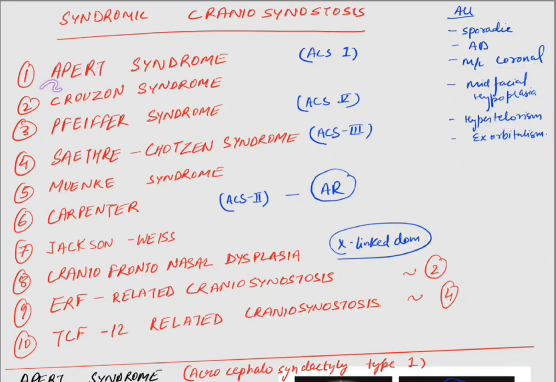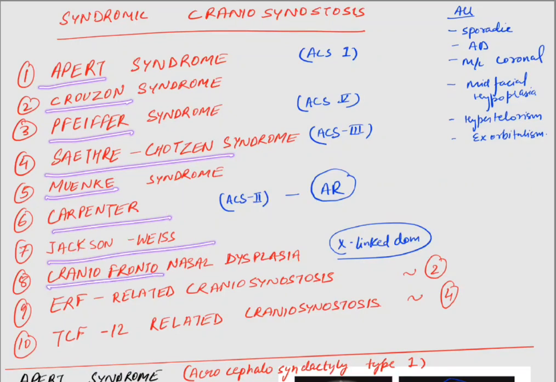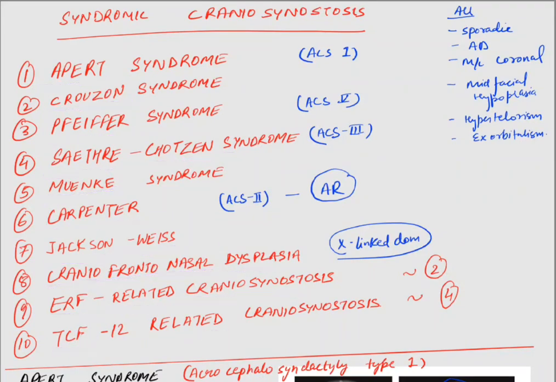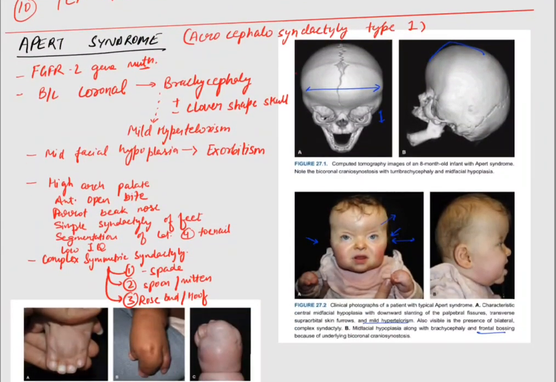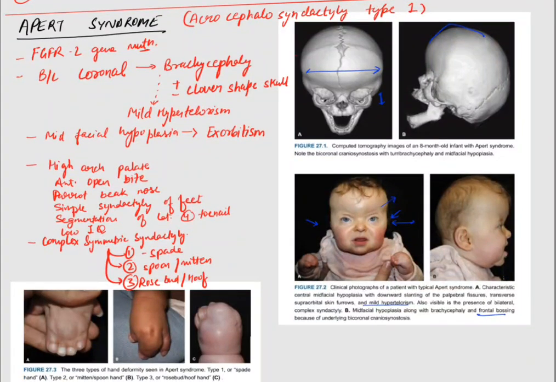We will discuss here Apert Syndrome, Crouzon Syndrome, Pfeiffer Syndrome, Chotzen Syndrome, Muenke Syndrome, Carpenter Syndrome, Jackson-Weiss Syndrome, Craniofrontonasal Dysplasia, ERF Related Craniosynostosis, and TCF Related Craniosynostosis. So let's begin. Our first topic will be Apert Syndrome. Apert Syndrome is also known as Acrocephalosyndactyly Type 1. There are many syndactylies, and this is the type 1 acrocephalosyndactyly.